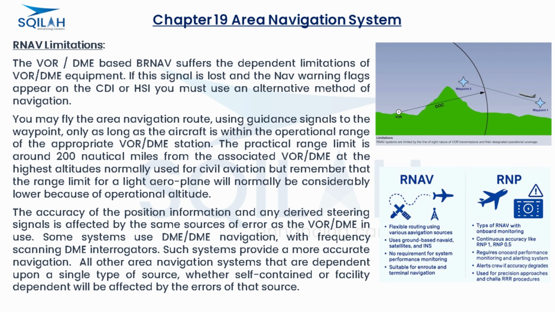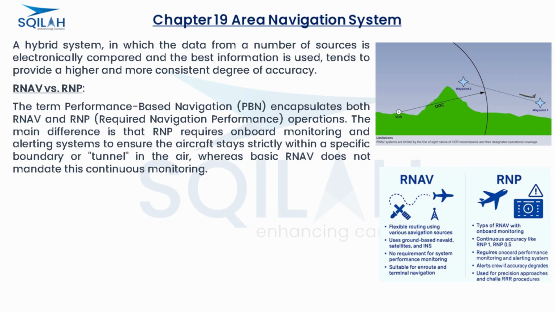Some systems use DME/DME navigation, with frequency scanning DME interrogators. Such systems provide a more accurate navigation. All other area navigation systems that are dependent upon a single type of source, whether self-contained or facility-dependent, will be affected by the errors of that source. A hybrid system, in which the data from a number of sources is electronically compared and the best information is used, tends to provide a higher and more consistent degree of accuracy.